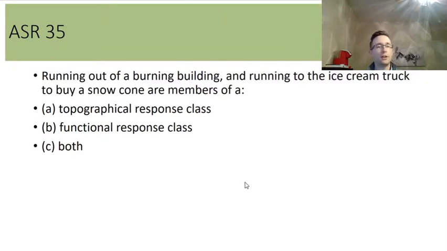ASR 35. Running out of a burning building and running to the ice cream truck to buy a snow cone are members of a topographical response class, A, functional response class, B, or both, C. A couple more seconds. Alright, I'll close the poll. And because these responses have different effects on the environment, but they look the same, they comprise a topographical response class.